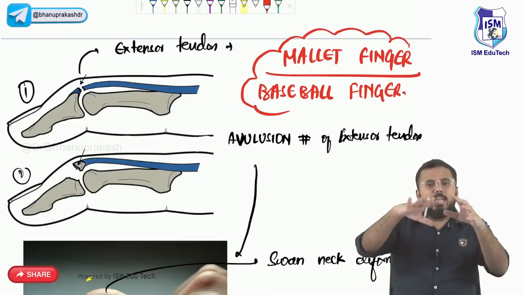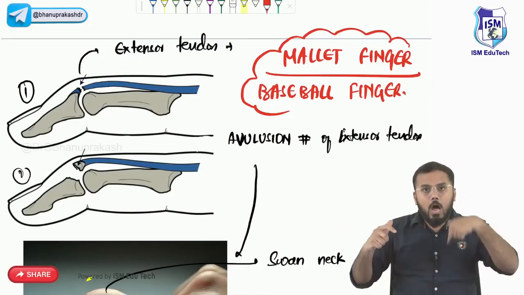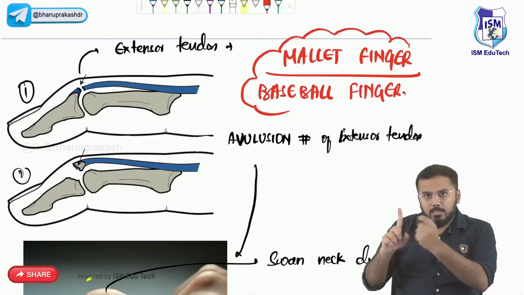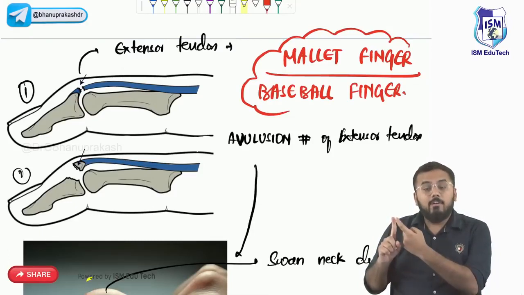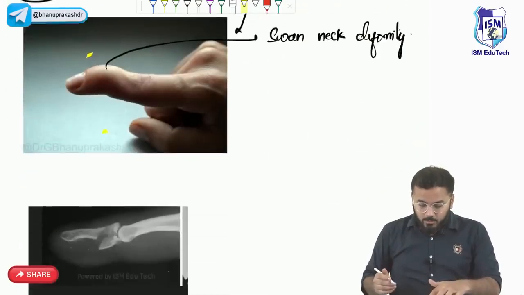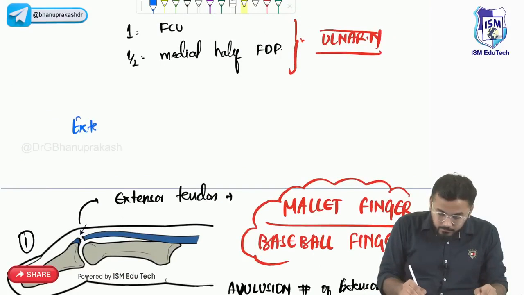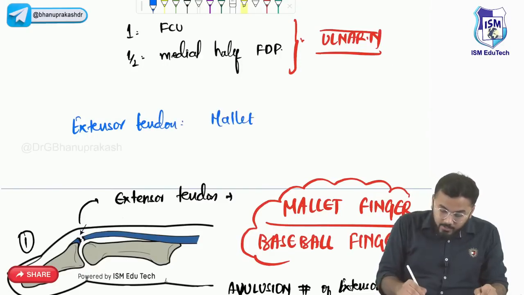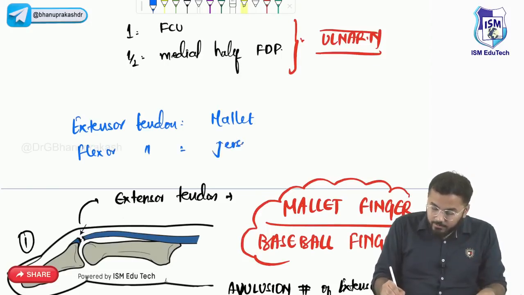Okay. Now, let us put everything opposite to this. What is the opposite thing? Extensor tendon here, but the opposite is flexor tendon. If the flexor tendon is ruptured, or an avulsion fracture with flexor tendon, that is called jersey finger. So you have to know the difference. Extensor tendon is mallet finger. Flexor tendon, exactly here, that is called jersey finger.